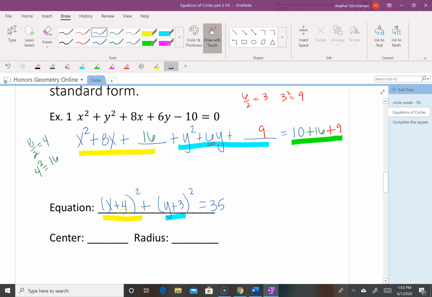So the center is the opposite of each in the parentheses. So -4 for x, -3 for y, and the radius, this number here, 35, is the radius squared. So to solve, I'm going to take the square root of both sides. I can break 35 down to 5 and 7, but that's not going to simplify any, so my answer is just the square root of 35 for the radius.